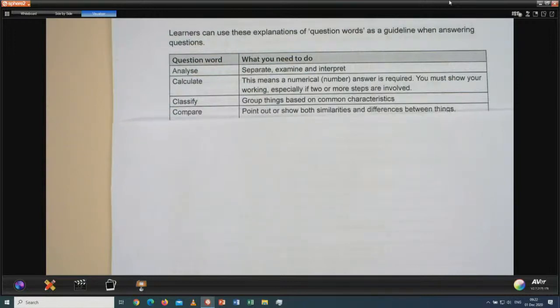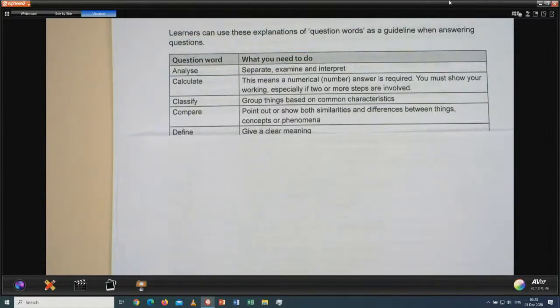So we go to the next one, compare. Sometimes we take words such as compare for granted, but sometimes we commit mistakes when we are to compare. Point out by showing the similarities and differences between things, concepts and phenomena. Phenomena is nothing else but things.